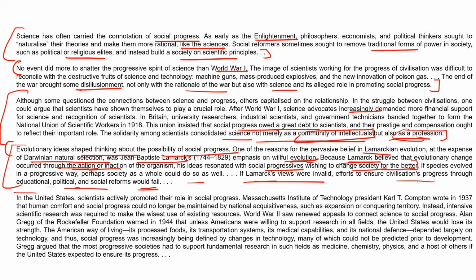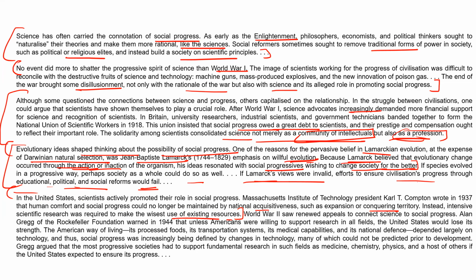In the US, scientists actively promoted their role in social progress. MIT President Carl wrote that human comfort and social progress could no longer be maintained by natural acquisitiveness, such as expansion or conquering territory. Instead, intensive scientific research was required to make the wisest use of existing resources. So here in America, scientists promoted their role in social progress. They said that progress cannot come by acquiring countries or conquering territories. We need intensive scientific research to make the wisest use of existing resources.